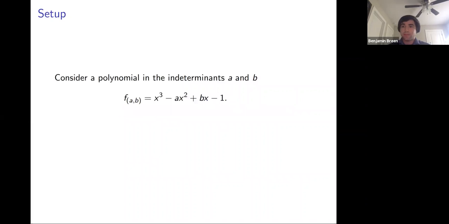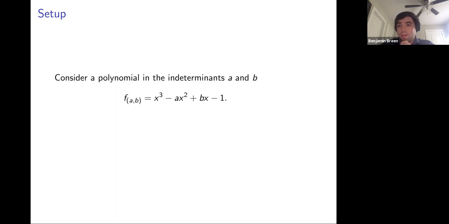I'm now just going to quickly walk through a sketch of some of the ideas that went into this. So we started with an arbitrary polynomial in the parameters a and b. You can think about this as f of a, b, and this polynomial is x cubed minus a x squared plus b x minus 1. If you take two arbitrary integers a and b and plug them into this polynomial, generally speaking, you would expect the roots of this polynomial to be units in a cubic field.